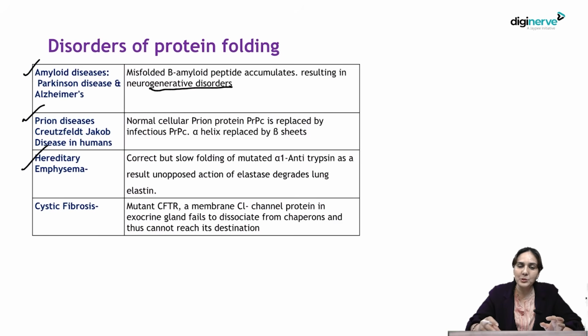As a result, unopposed action of elastase will act on lung elastin and destroy it, resulting in emphysema. Similarly, in cystic fibrosis, there is a mutated CFTR gene, a membrane chloride channel protein, which fails to dissociate from chaperones. Chaperones try to fold them, but they fail to dissociate. Thus, because they are not able to dissociate, they can't reach their destination, resulting in their deficiency, or they can't act properly. So these are the various disorders due to improper protein folding.